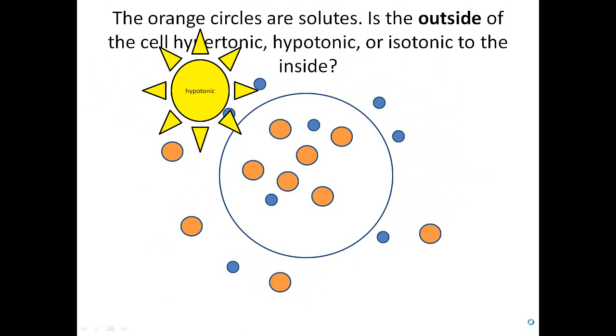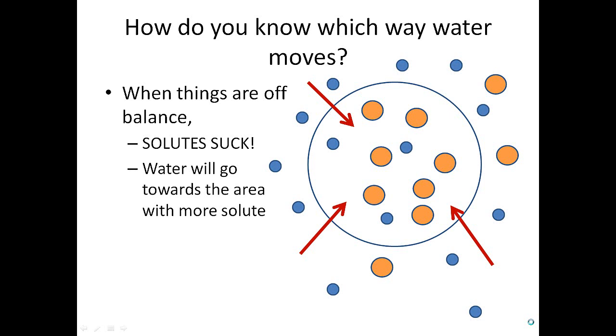Hyper, I like to think, if you're hyper, you have more energy than usual. So that's how I remember hyper means has more dots. Hypo would be less. So, how do you know which way water moves?